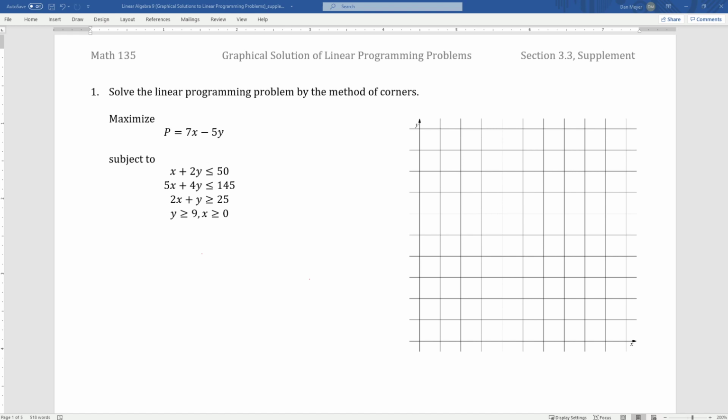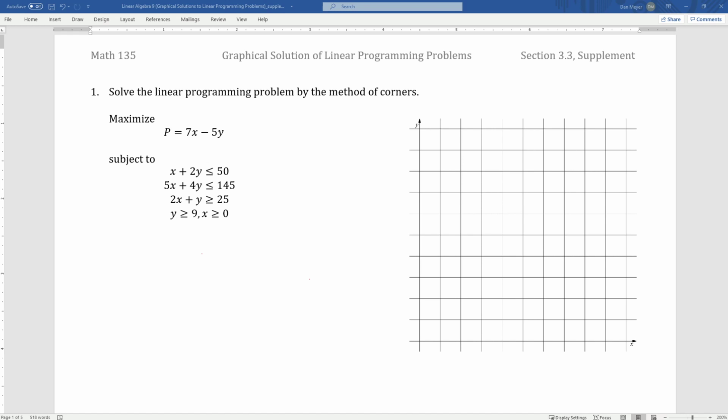In this video we're going to be looking at some extra examples in section 3.3 where we look at graphical solutions for linear programming problems. Remember, these problems can get very nasty. They can be quite long, and so it's important that you are diligent with your work and that you understand how to work through each step of the process fairly efficiently.